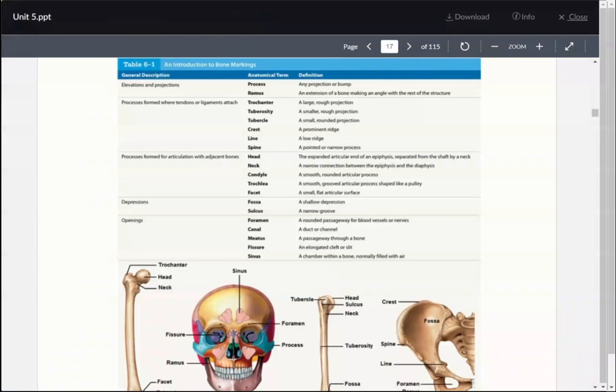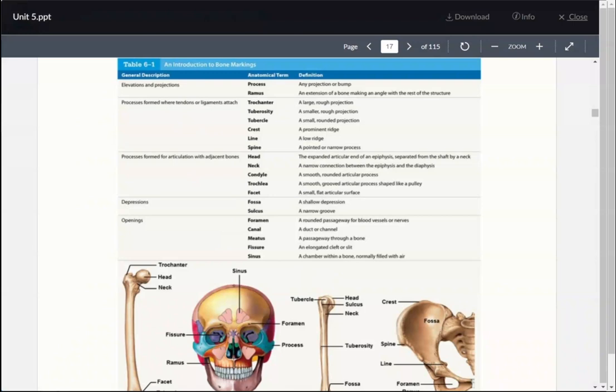All right, here we're going to talk about different markings that are found on bones. You can find various charts that look like this on the internet, in your textbook. These markings are terms that we use to describe various projections and depressions and openings found in bones. So when you call something a process, anybody who's had the same training knows what you are referring to. Or if we call it a crest or a condyle or a meatus.